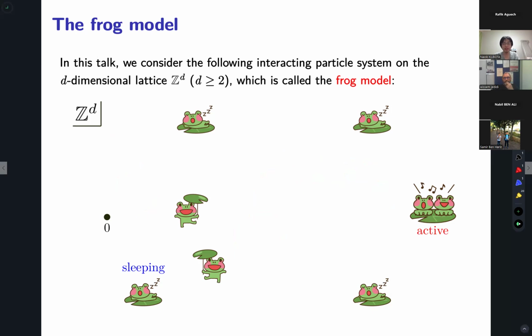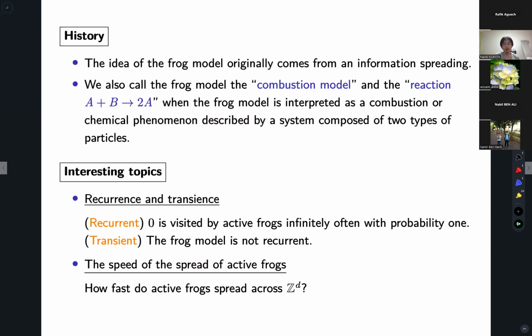Okay, so roughly speaking, this is a rough exploration of the frog model, and we want to observe the propagation of active frogs. This model is originally introduced... it comes from information spreading.